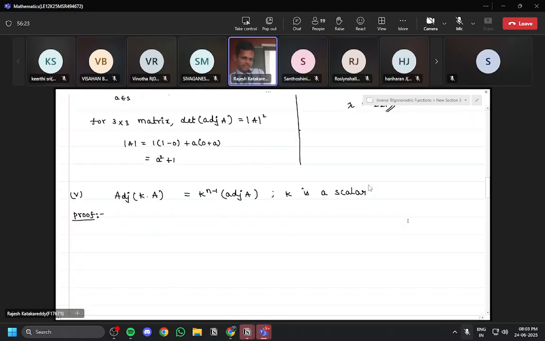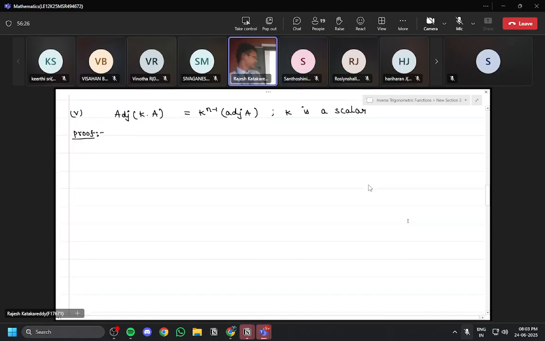So this is the next one. Not difficult, but a little different. This one: adjoint of a scalar into matrix A. Again, I'll do the proof from the basics. We know that a matrix into adjoint matrix is equal to determinant of A into identity matrix. This is the important theorem for adjoint.